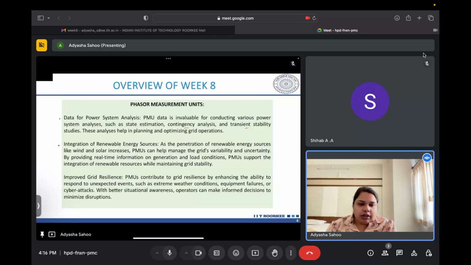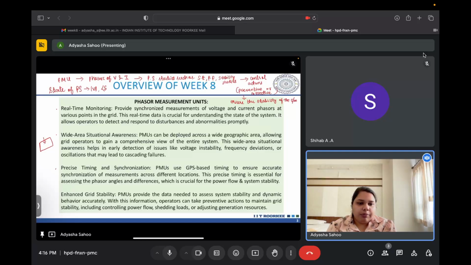And using this data is very important for us because it is helping us to carry out various other power system studies, such as your state estimation, your power flow, your contingency analysis, your stability studies. And by performing these studies, we can assess the stability of the system, the health of the system, and if we detect that the system is not stable, we can take various control actions to bring the system back to the steady state or the normal operating state of the system.